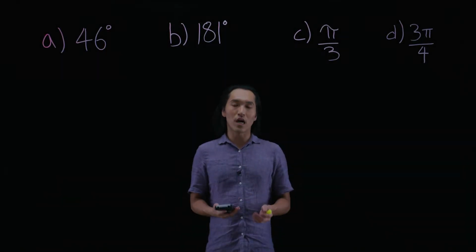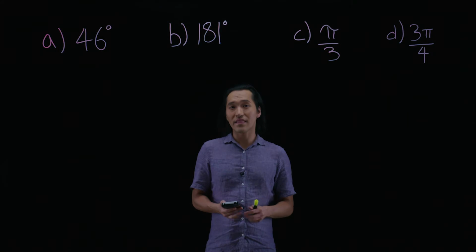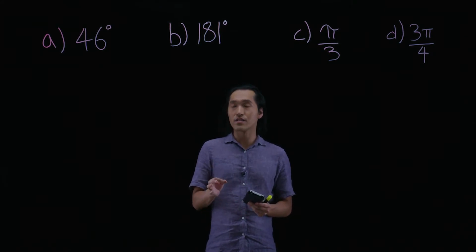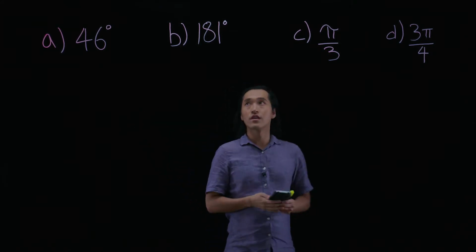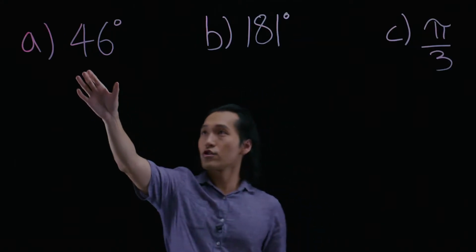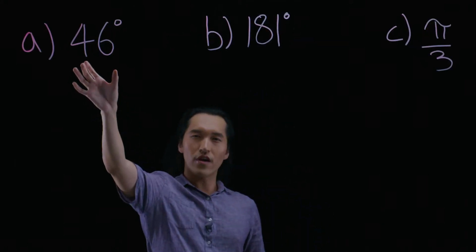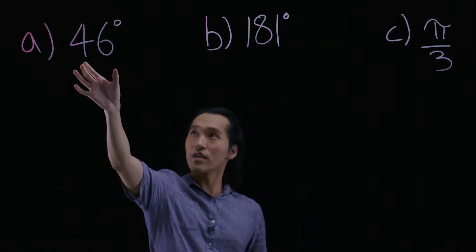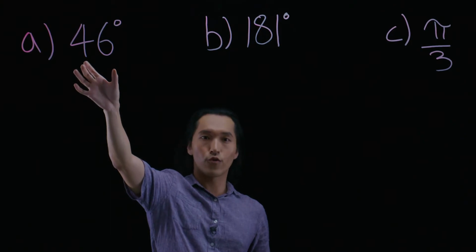Hi, I'm David. So for this problem, they're asking us to find the complements and the supplements of various angle measures. So let's start from the beginning. So first of all, 46 degrees. They're asking us to find the complement of 46 degrees and the supplement of 46 degrees.